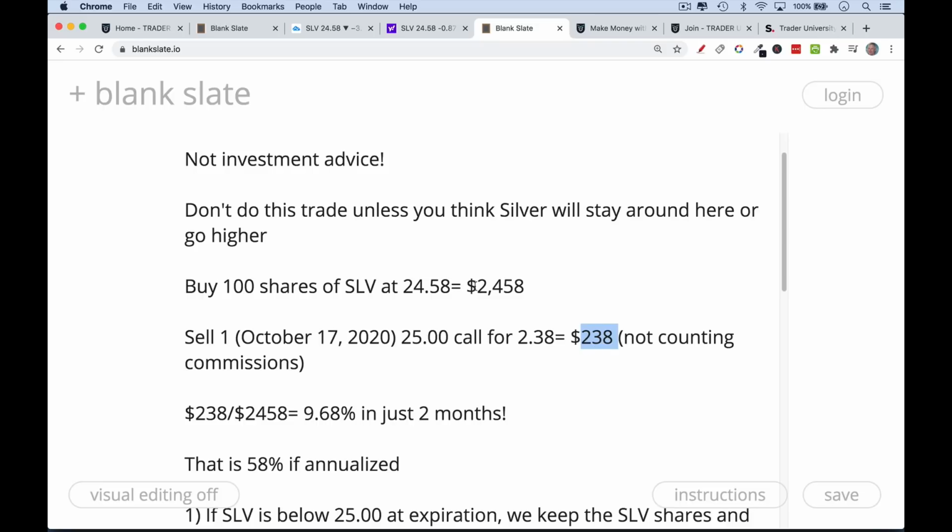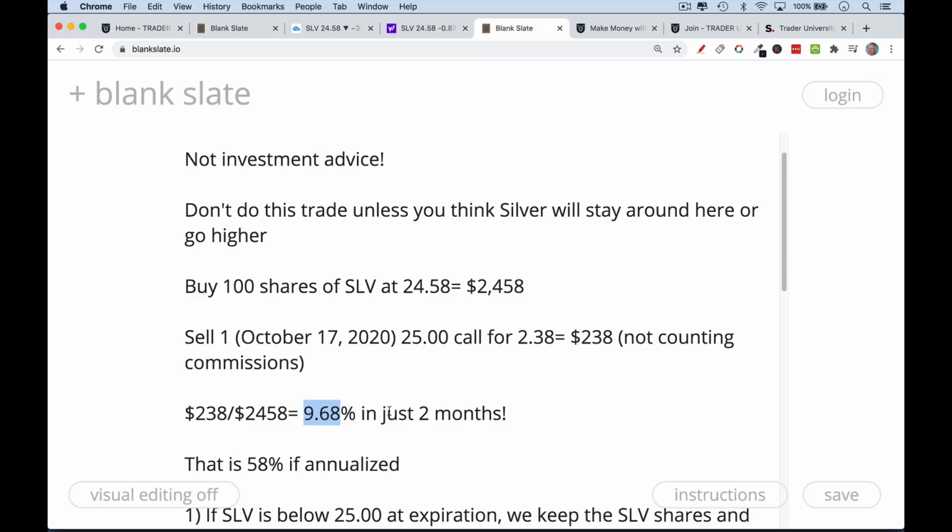Now, the amazing thing about this, which you probably noticed, is that this is an amazing return on capital actually for just 60 days. If we just take 238 divided by 2458, which was our capital outlay, we're making almost 10% in just 2 months. And to put this in context, savings accounts currently pay less than 1% for a year. The stock market has historically returned about 10% per year. And so here we are making this in just 2 months or 60 days.